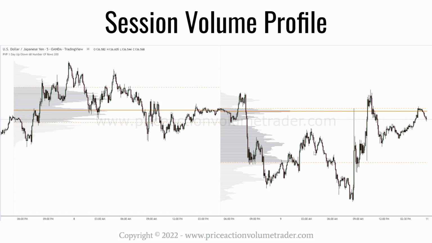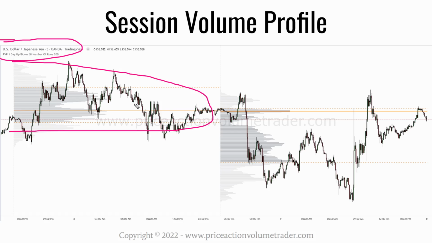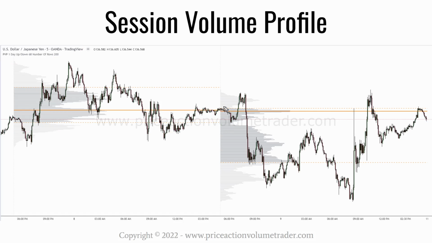And then finally, we have these session volume profiles, which depending on the market varies by hours. Here we have a 5-minute dollar-yen Forex chart. So we have a session volume profile here, which goes from 5 p.m. to 5 p.m. Eastern. Then another one 5 p.m. to 5 p.m. As you know, Forex is a 24-hour a day, 5-day-a-week market. So we would get one profile per day, Monday through Friday.